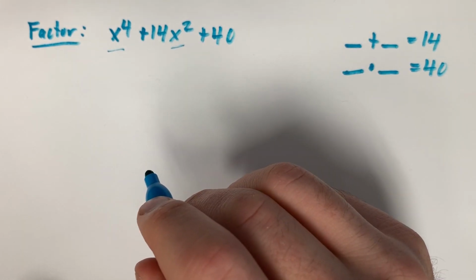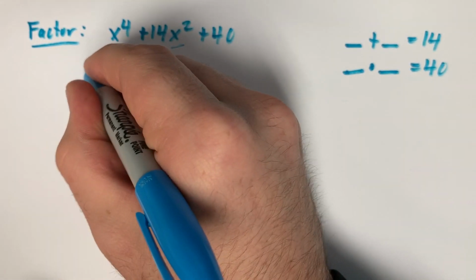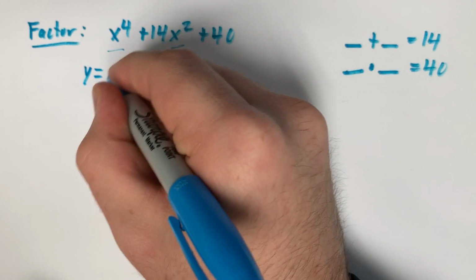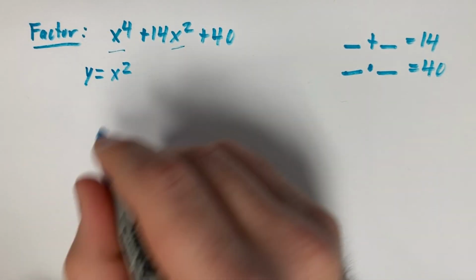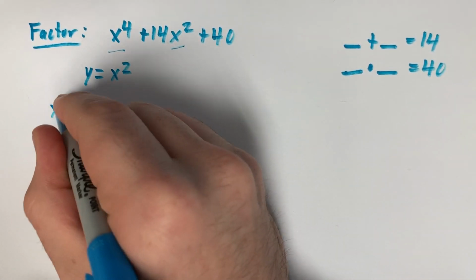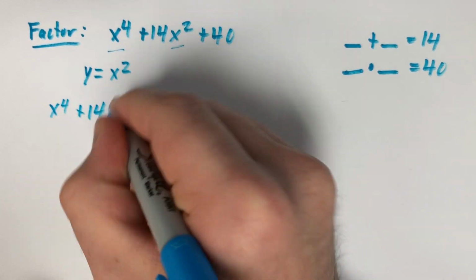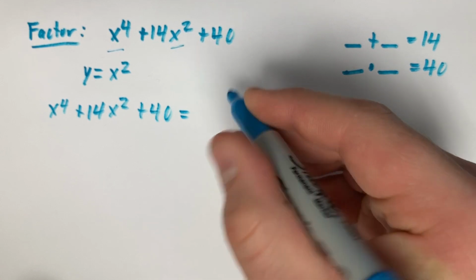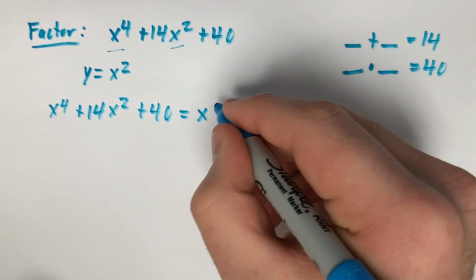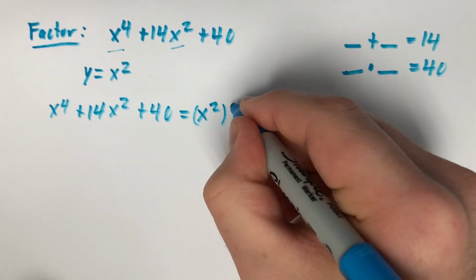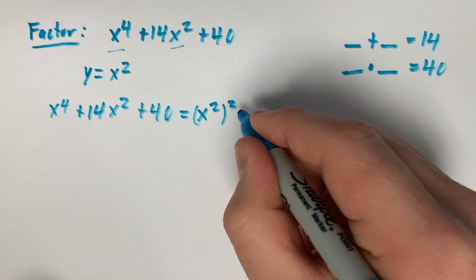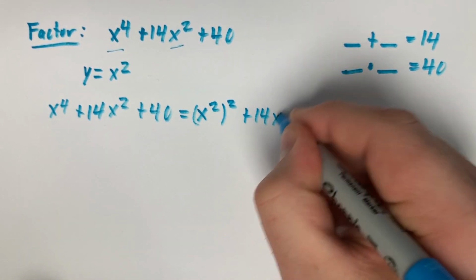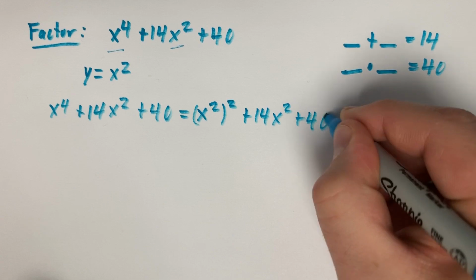So that's what makes the substitution work, because when I substitute out, I then get a quadratic, just like in the last two examples. So as usual, we're going to start with our substitution of y is equal to x squared. Okay, so now we can rewrite this. We have x to the fourth plus 14x squared plus 40. And that's equal to, well, let's get this so we can see a lot more x squareds and replace them in a minute. So we have x squared squared plus 14x squared plus 40.